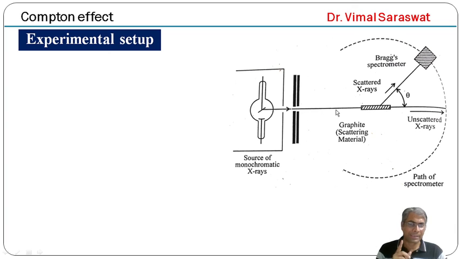Now X-rays come from the source of monochromatic X-rays, and this X-ray in the form of a fine beam is incident on this material, and after scattering from this material, the X-rays are scattered in different directions and their intensity can be recorded with the help of the spectrometer, because this Bragg's spectrometer can be moved on this path. So this is the path of the spectrometer. So at different angles of scattering, we can get the intensity of monochromatic X-rays.